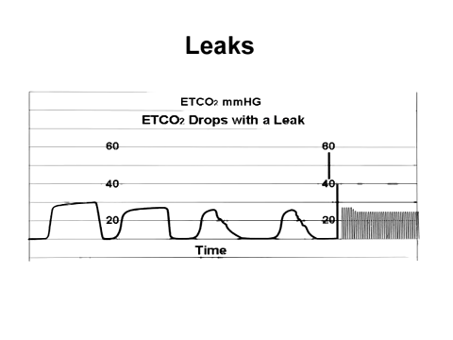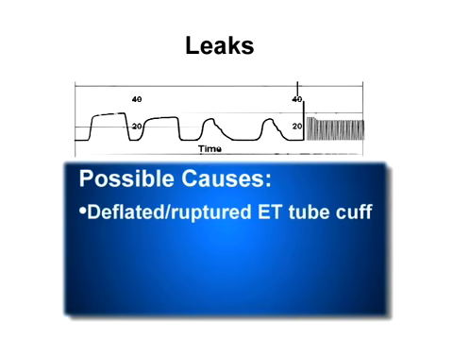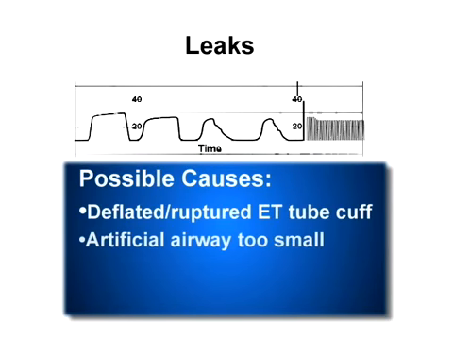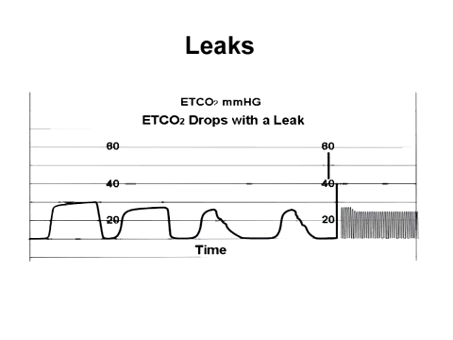If all of your patient's sample is not reaching the monitor because of a leak, their end-tidal CO2 reading will be lower and the capnogram will be dampened. Possible causes of this would be a deflated or ruptured ET tube cuff, an artificial airway that is too small for the patient, a leak around a mask, or a leaking bag valve mask. When a leak occurs, a distinctive capnogram will be displayed. The alveolar plateau is missing and the downward slope has trailed off.